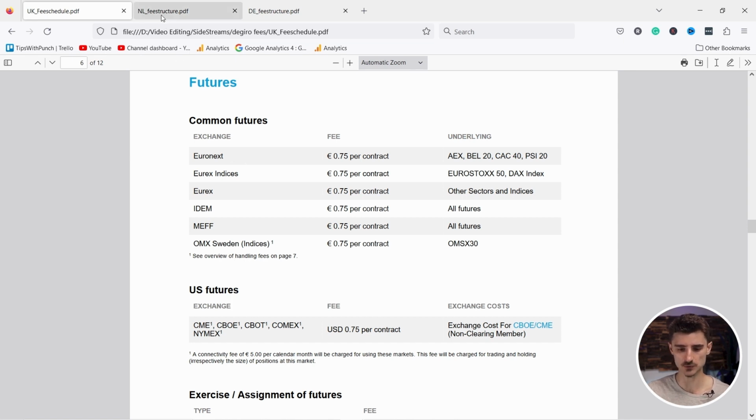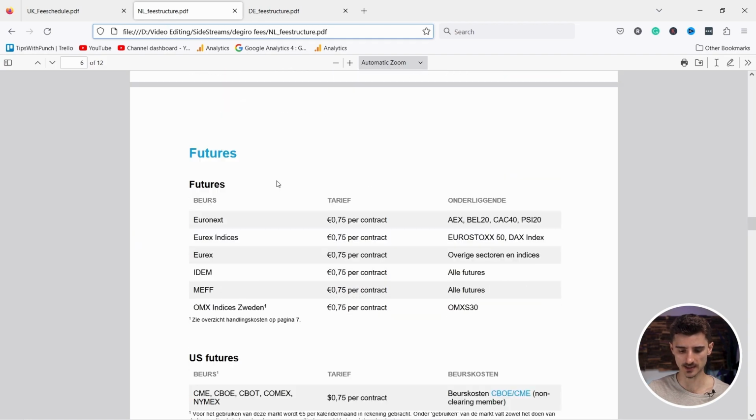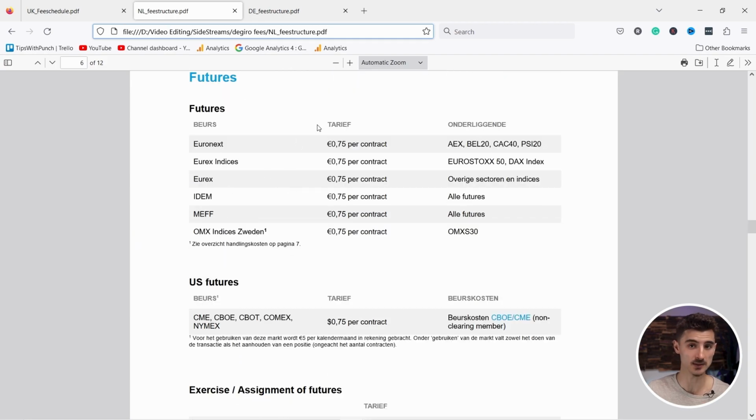You can see here I have futures for UK. And if I look at futures in the Netherlands, you see that actually in this case, they are exactly the same, but just check them. It's easy to check because they are per contract.